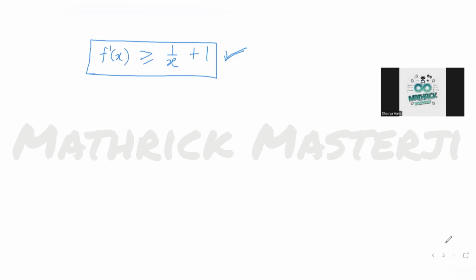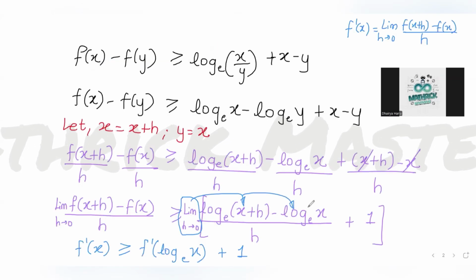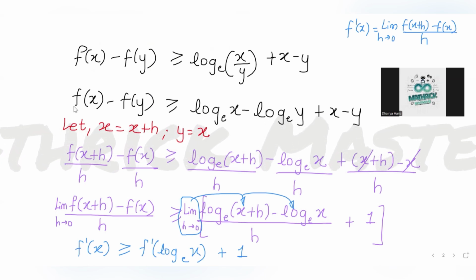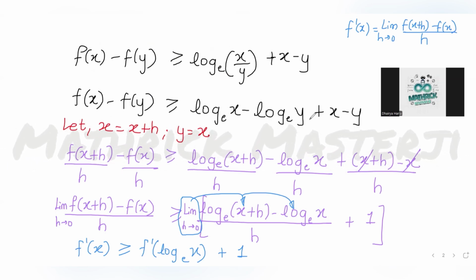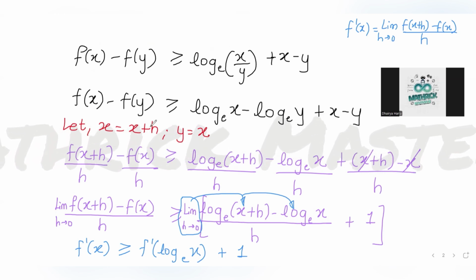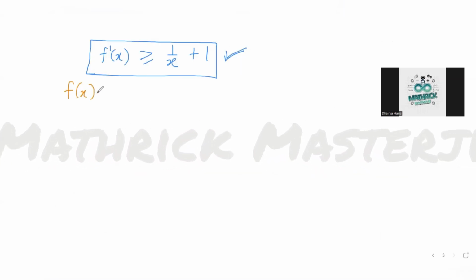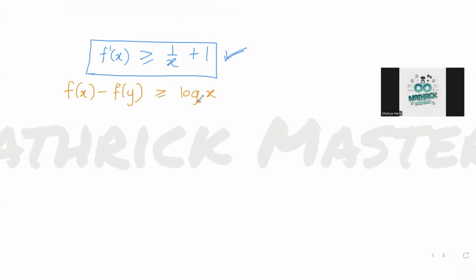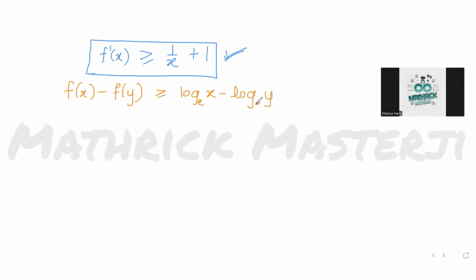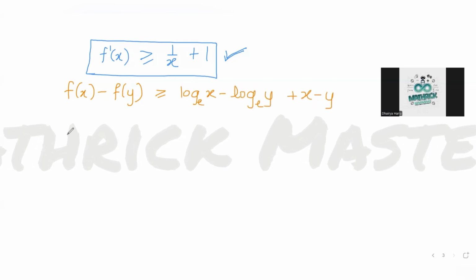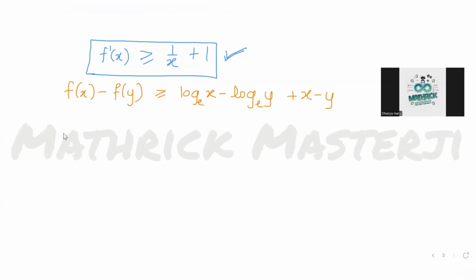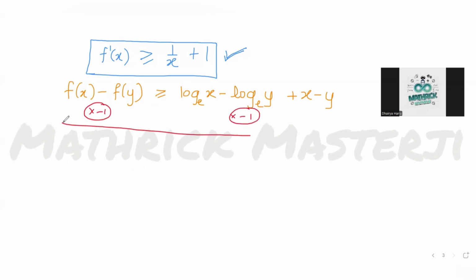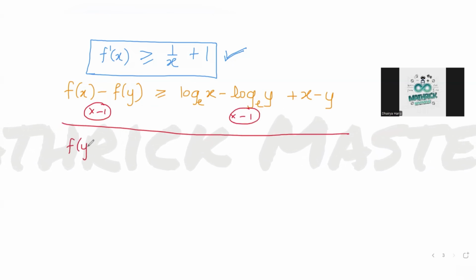So to make sure whether it's equal or greater, I can do again a manipulation in the original condition that was given to us, which was f of x minus f of y greater than or equal to this entire thing. So I'll write it again. I have f of x minus f of y greater than or equal to natural log of x to the base e minus natural log of y to the base e plus x minus y. So I will multiply throughout by -1, both sides. When I multiply throughout by -1, my function becomes f of y minus f of x.